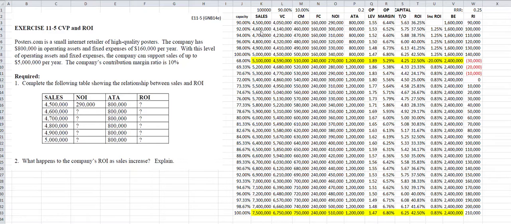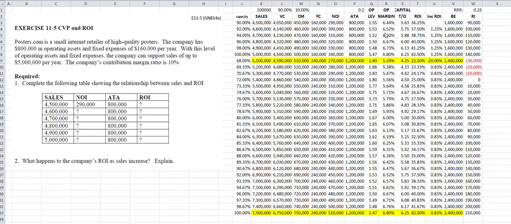So when I increase sales by $100,000, what's going to happen? Well, my contribution margin is going to increase by 10% of that, or $10,000. Because my fixed costs are not changing, my operating income is going to increase by that same $10,000. What's going to happen to my operating leverage? It's going to decrease. Why? Because my fixed costs are staying constant, whereas my variable costs are increasing.